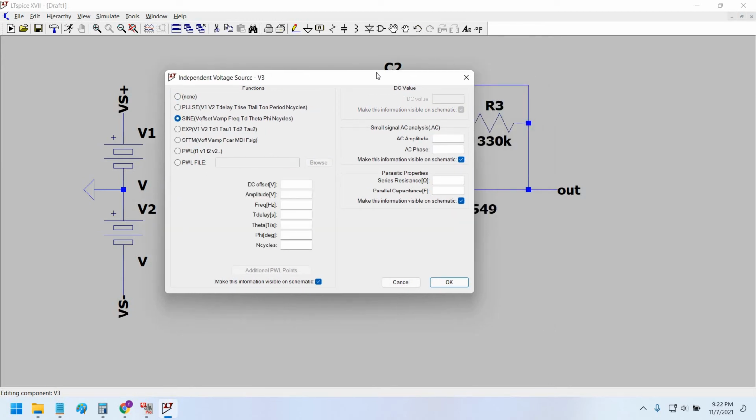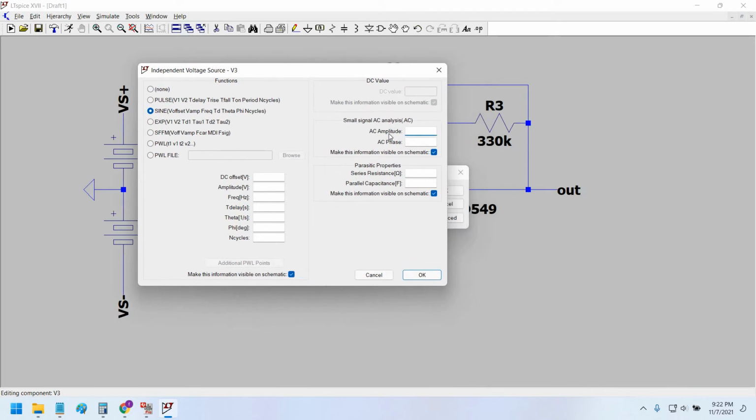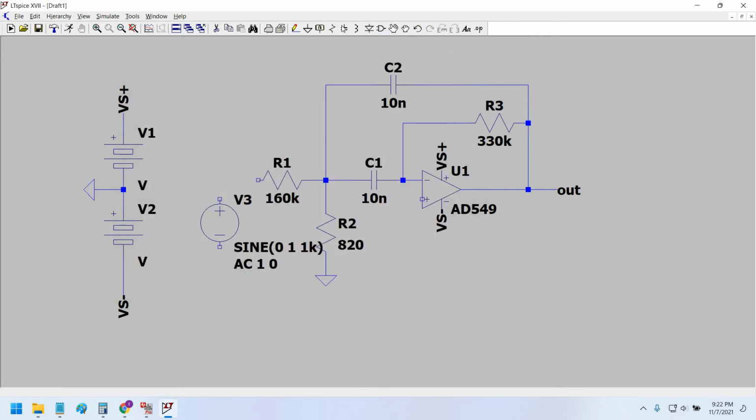We are going to perform the AC analysis, so we use the small signal AC analysis input voltage, AC amplitude. Let's take a standard 1 volt AC amplitude and 0 degree phase shift. Here also we set 1 and here we set 1 kilohertz. Okay, that's it. Wire this up.